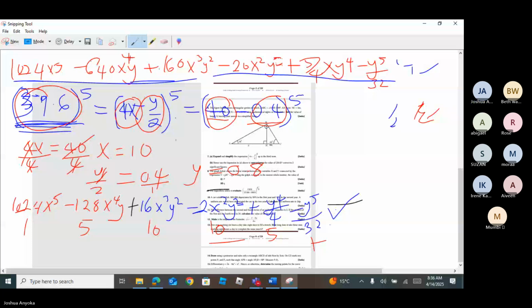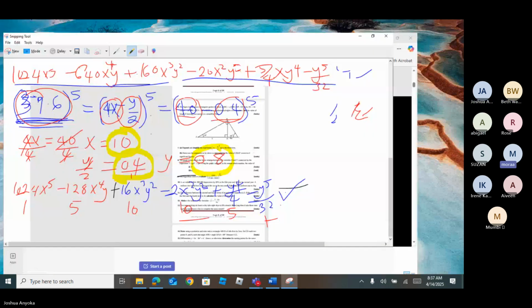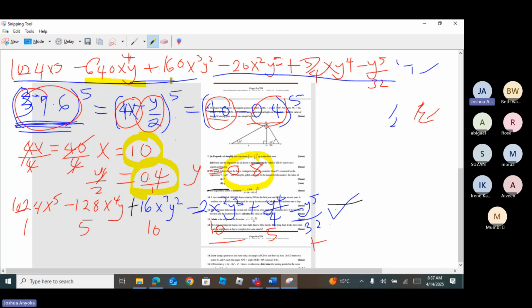Yes. So we have the value of x and the value of y. Having the value of x as 10 and the value of y as 0.8, now we get back and substitute in our expansion. What was our expansion? 1024 x power 5. We substitute in this expansion, and then we get the figure that we want. So let's substitute.